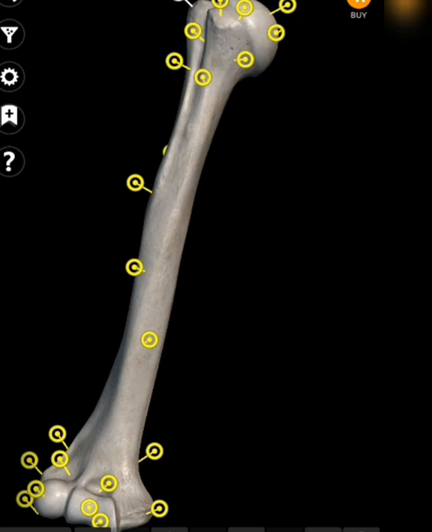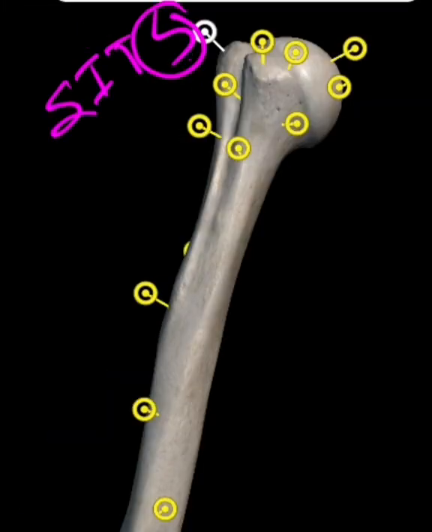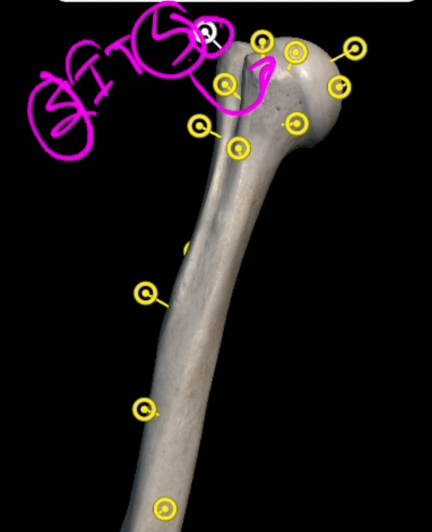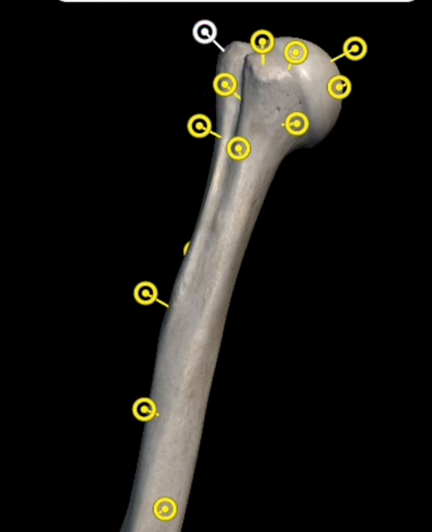So let us remember with SITS. What are they? SITS. Subscapularis will be inserted over the lesser tubercle. The rest will be inserted over the greater tubercle, which means supraspinatus, infraspinatus, and teres minor.